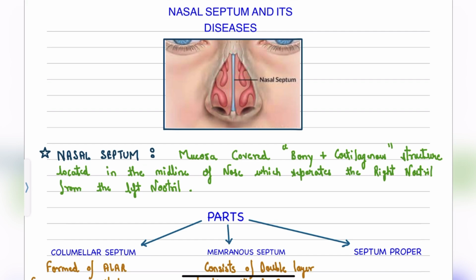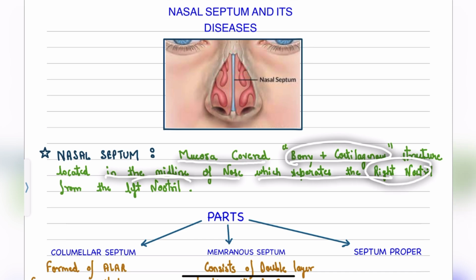A very important topic, that is the nasal septum, and we'll also discuss the diseases that happen in the nasal septum. So let's start the discussion with the definition of nasal septum. So what exactly is the nasal septum? It is the mucosa covered bony as well as cartilaginous structure located in the midline of the nose, which separates the right nostril from the left nostril.